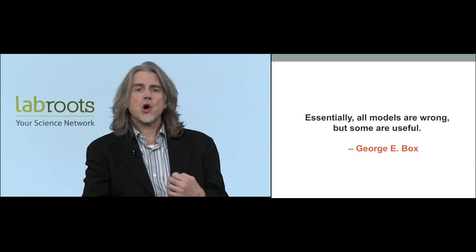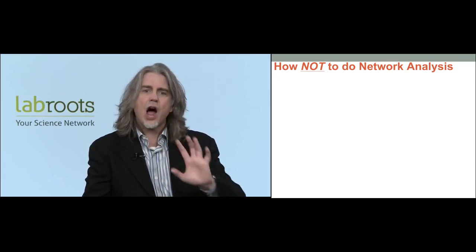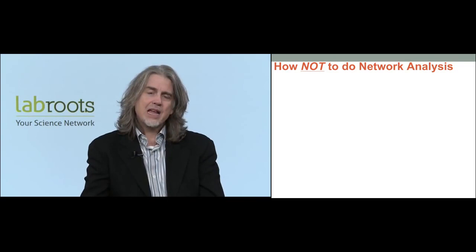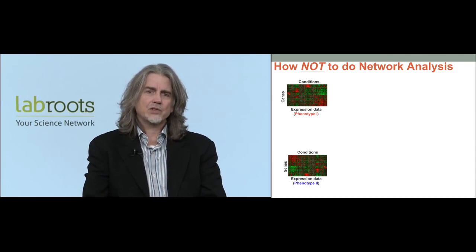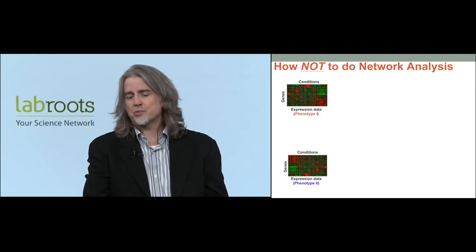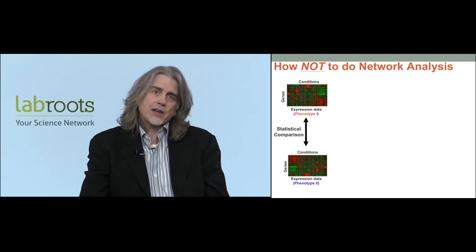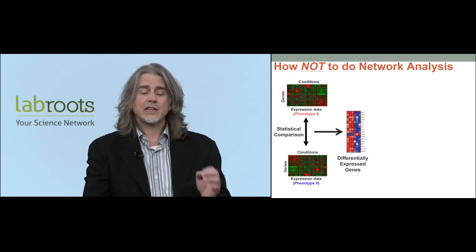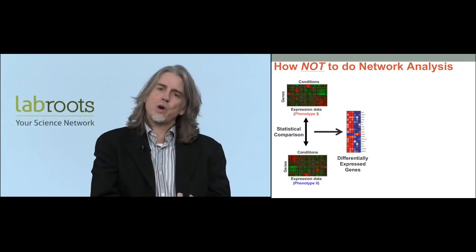So I'm going to start, sort of tongue-in-cheek, by telling you how not to do network analysis. This is really a philosophy I think a lot of people have adopted, but I don't think it's exactly the right way to do it. As a field, we've had access to tremendous quantities of gene expression data. One of the things we've gotten very comfortable with is taking those data and comparing two different phenotypes. When we compare those phenotypes, the question we typically ask is, what genes are differentially expressed? It's a reasonable question, because what we really want to know is what processes distinguish these two different phenotypes.